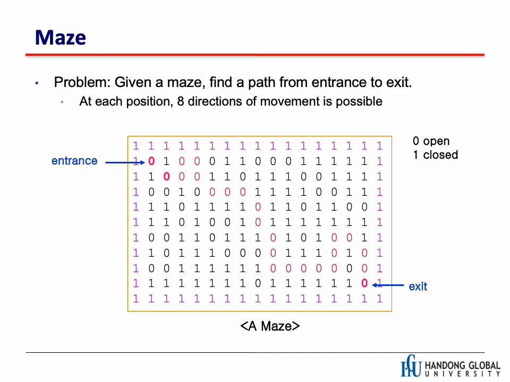So basically given a maze, we want to find a path from entrance to exit, but basically we have to transform the real problem into this computer kind of problem. At each position we will have 8 directions of movement. It's our design, so we have 8 directions in our problem.